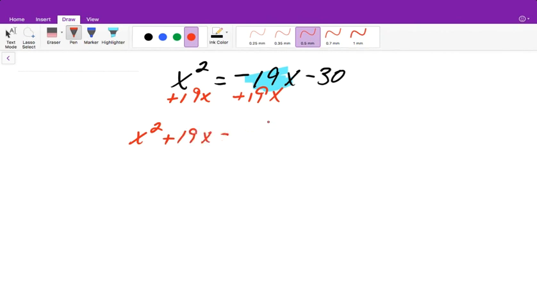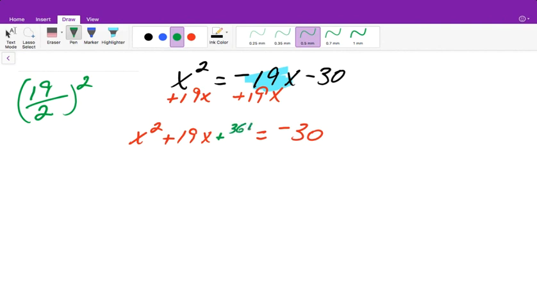Let me go ahead and just rewrite this so I give myself space. Is equal to negative 30. All right, then we're going to go ahead and take that middle number. We will divide it by 2. And since this can't be divided by 2, we leave it as a fraction, 19 over 2, and then we're going to go ahead and square it. So 19 squared is 361, so it's 361. 2 squared is 4. So we plus 361 over top of 4.